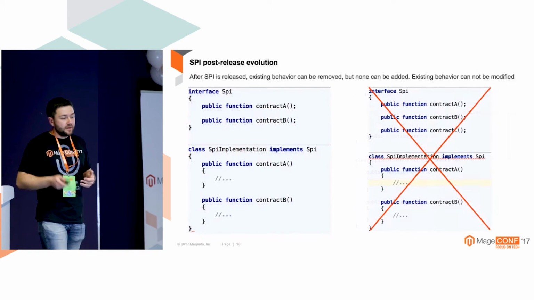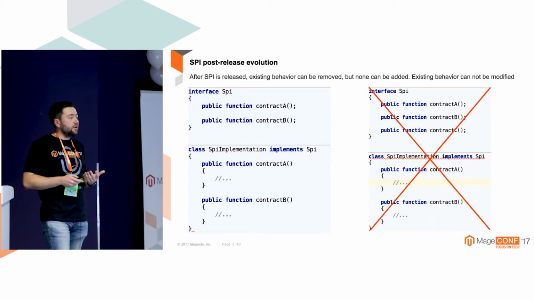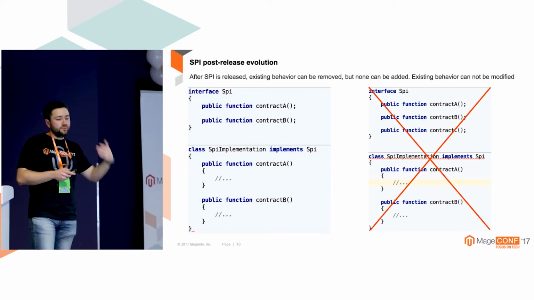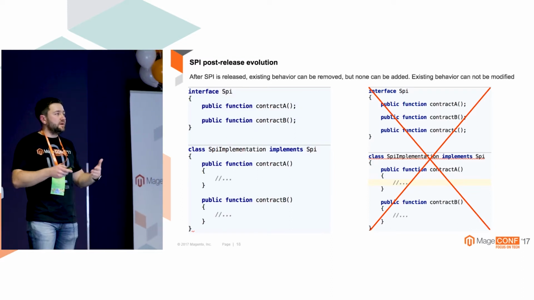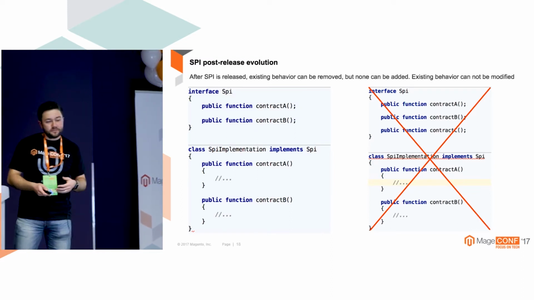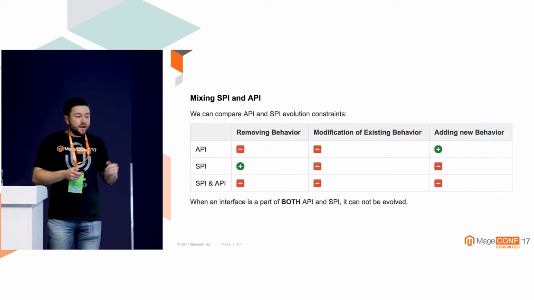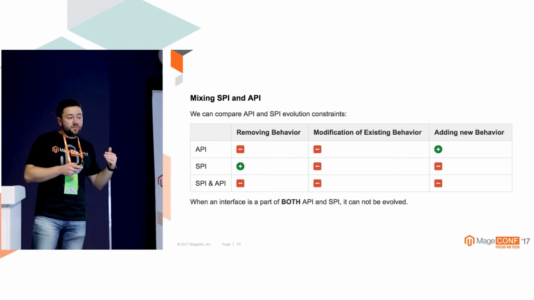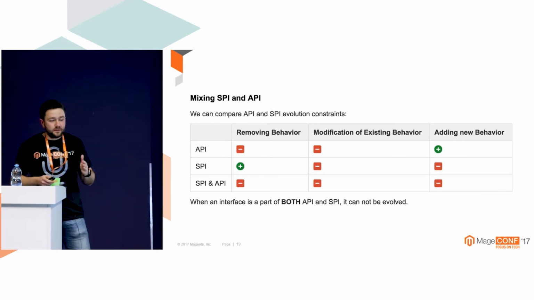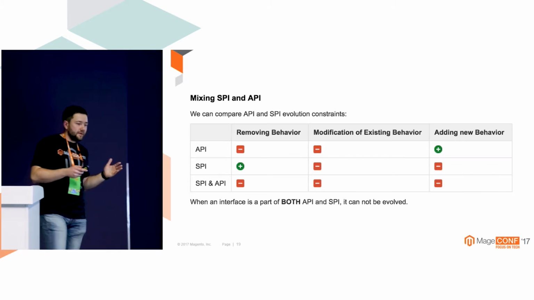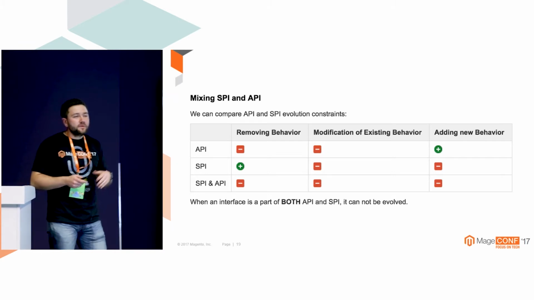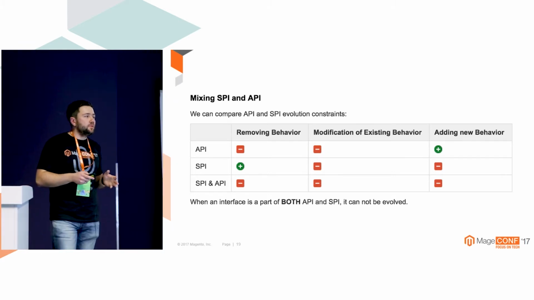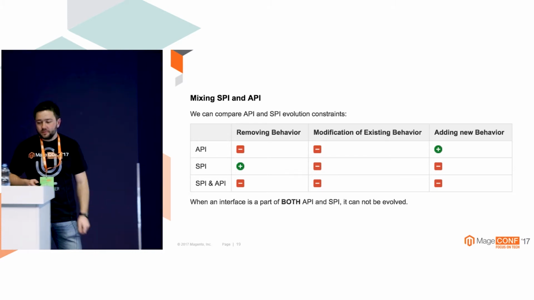But in case of SPI, you are not allowed to introduce new interfaces, because if you introduce a new interface, you will definitely break the existing implementation. That's the issue. If you look at this table, it's better to have separate API and SPI, and better not to mix them all together.